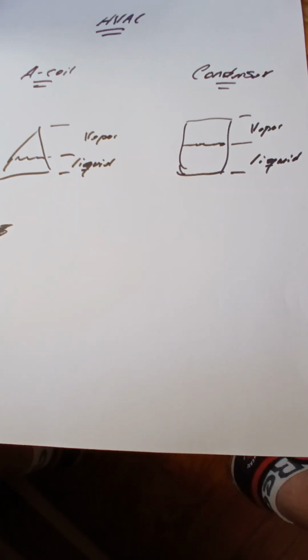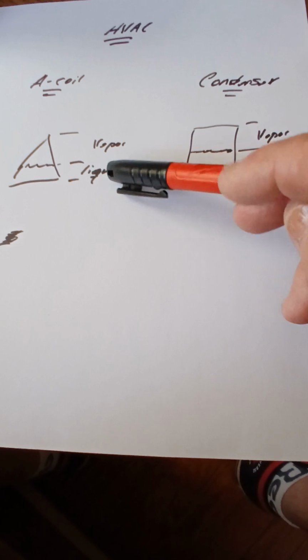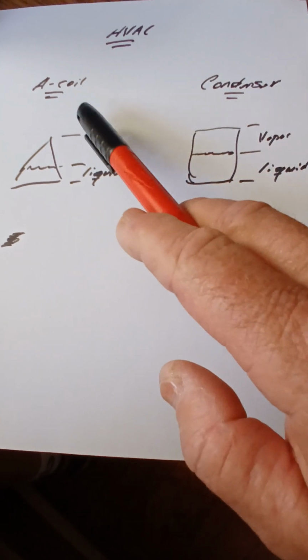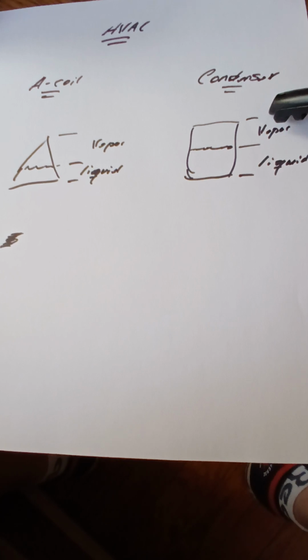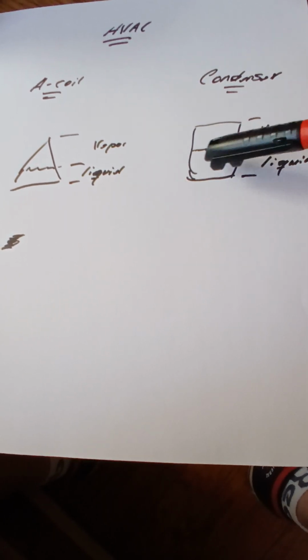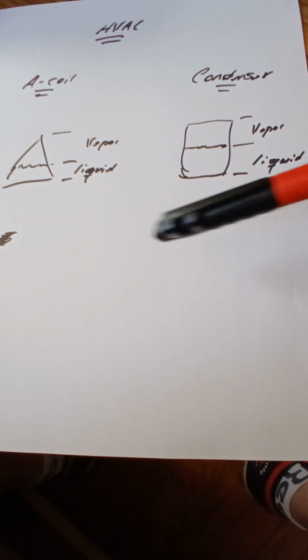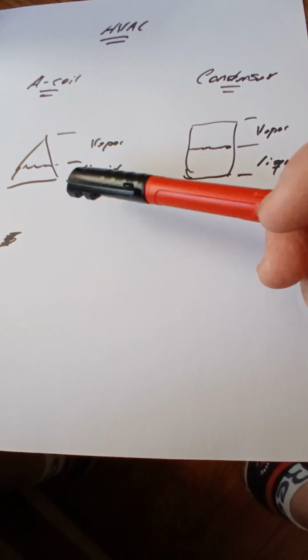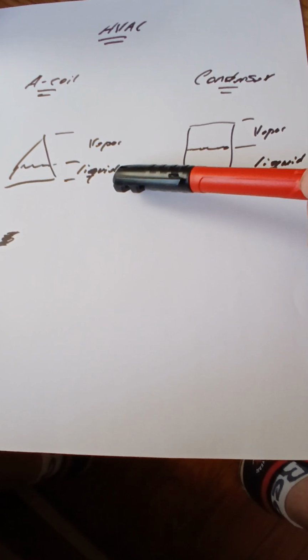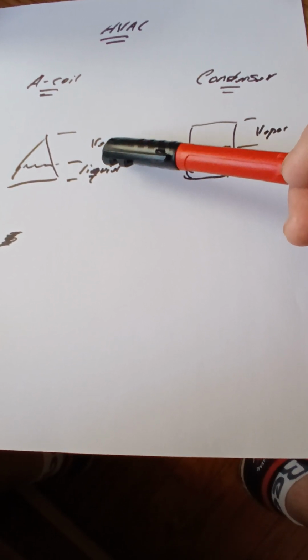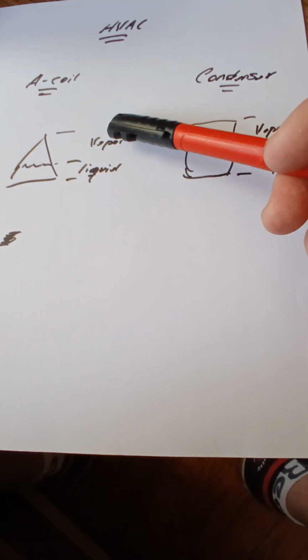So again, let's rehash. A-coil, normally if it's a split unit, is indoors. Condenser, split unit, is outdoors. If it's a package unit, they could be together. I mean, they probably are together. But anyhow, a liquid comes in here, through the TXV or piston, goes in here, and you've got liquid and vapor. So on the bottom, we'll just say liquid. Then it begins to turn to vapor. I think it's low pressure vapor.